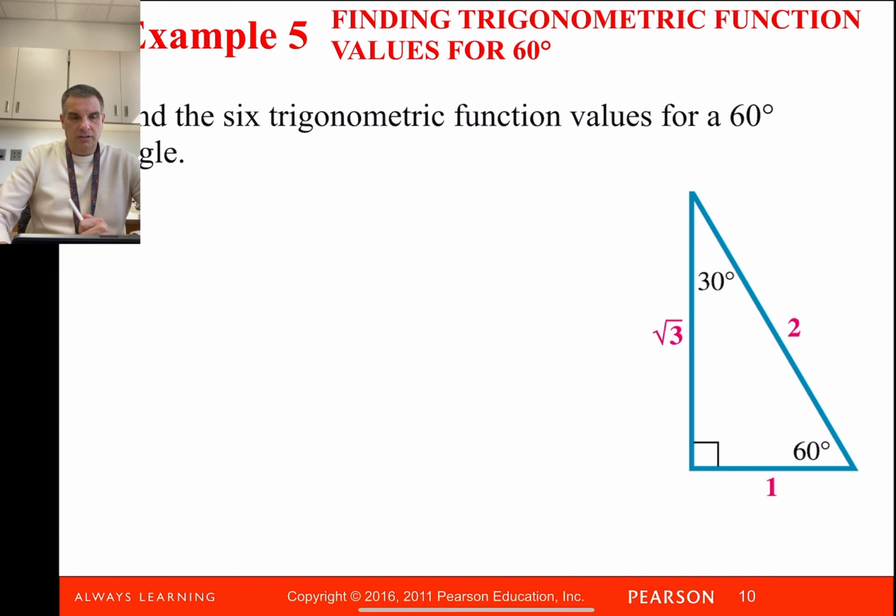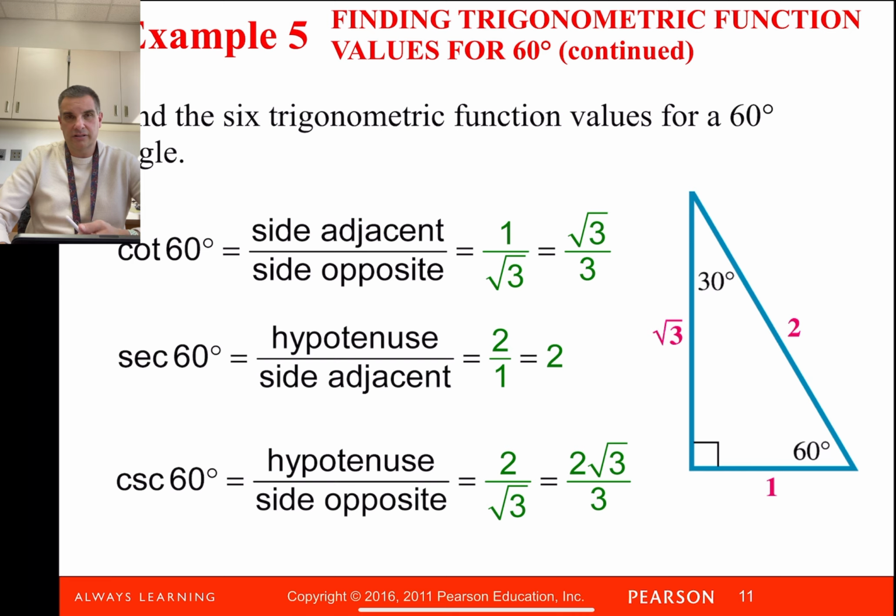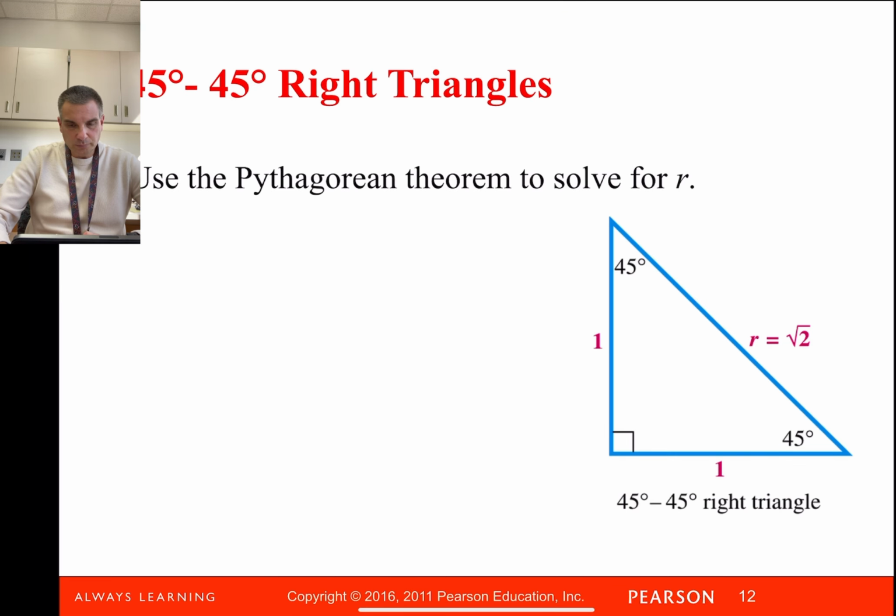Okay. So let's look at those. There's theirs, there's theirs, there's theirs, there's theirs, there's theirs. Same exact values that we had for all of them. Okay. The next type of triangle that you need to have down is the 45, 45, 90. And it says use the Pythagorean theorem to solve for r.